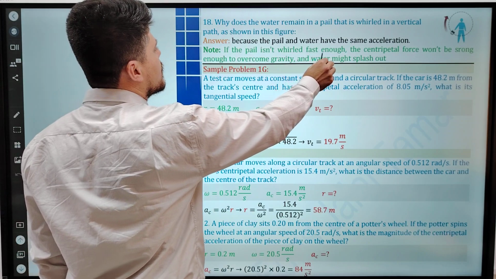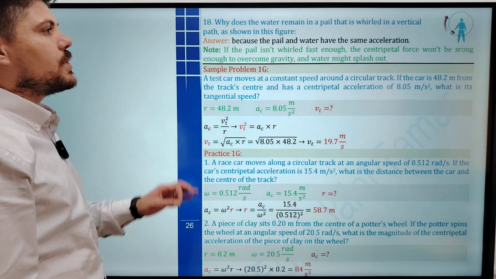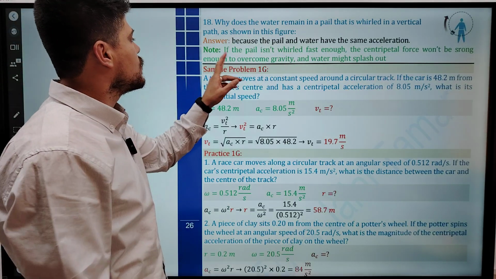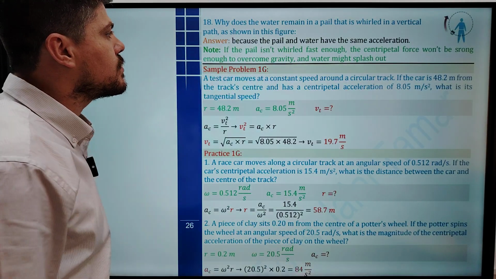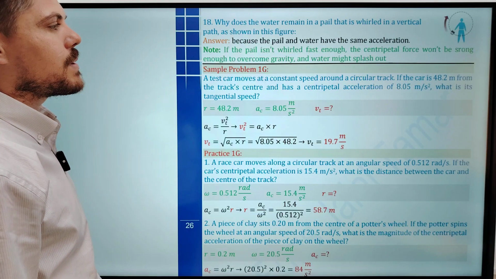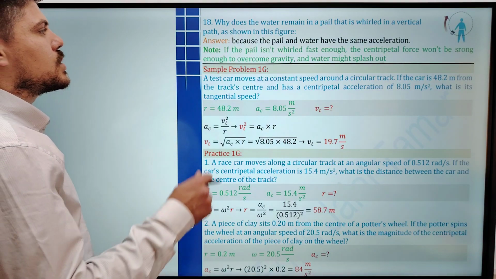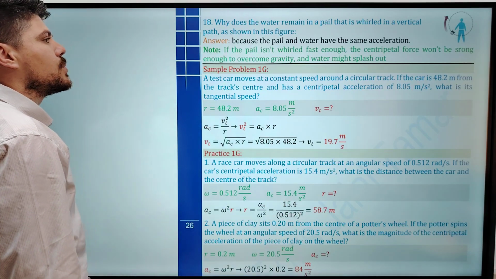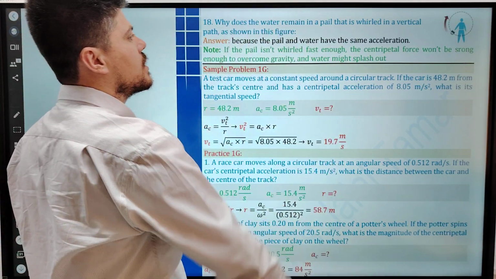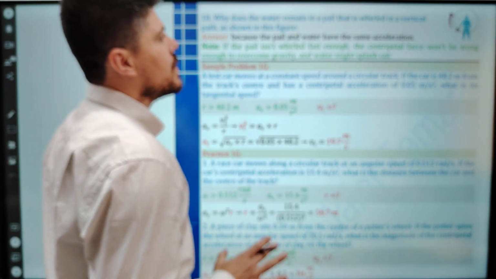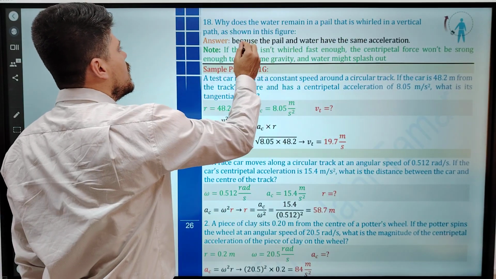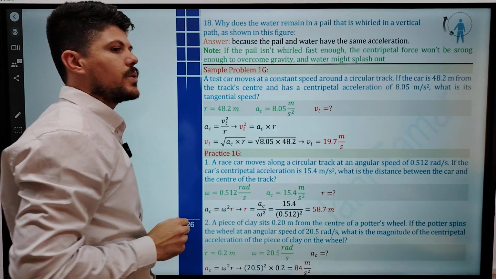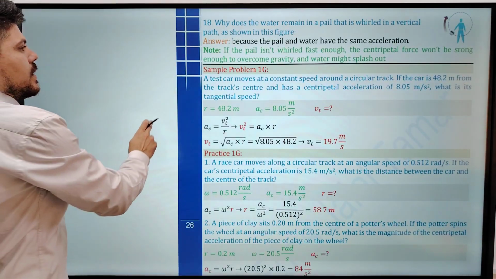If the pail isn't reeled fast enough, the centripetal force won't be strong enough to overcome the gravity, and the water may splash out. So that is why the pail should be reeled fast to keep the water inside it, even when the pail becomes upside down. So what is the answer? Because the pail and the water have the same acceleration, okay?